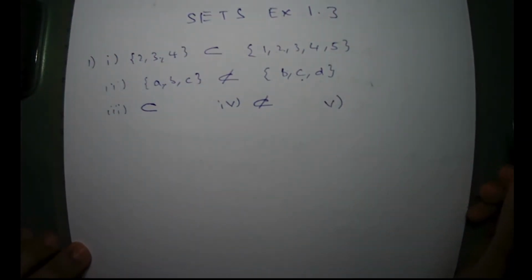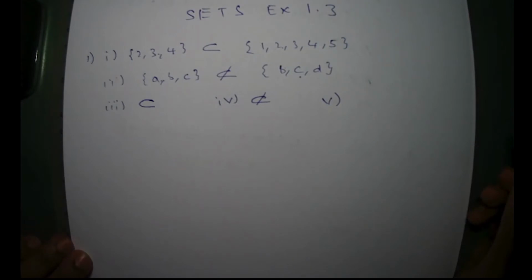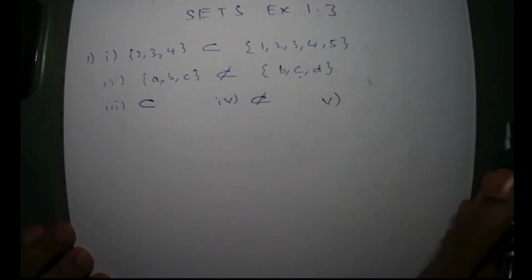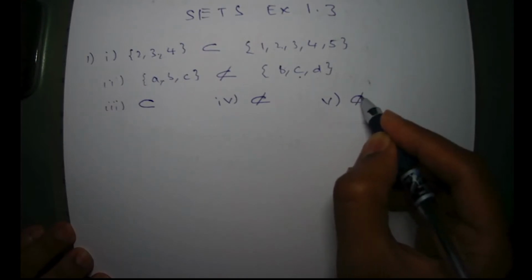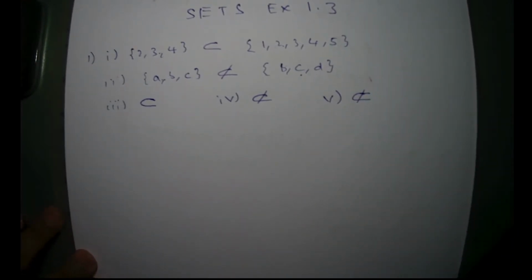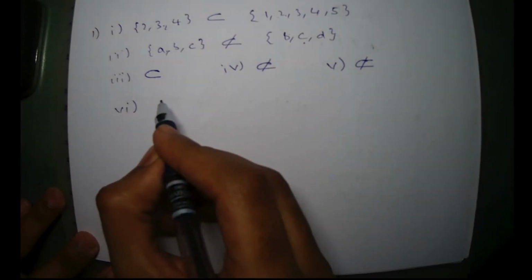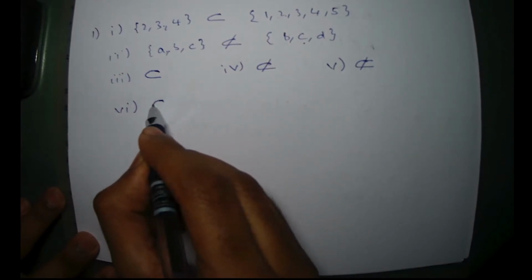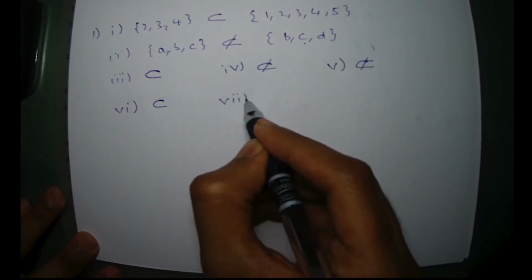The fifth question, X is a triangle in the plane and X is a rectangle in the plane. Again, this is not a subset because triangles are not the same as rectangles. So coming to the sixth question, the first set is X is an equilateral triangle in the plane and the second set is X is a triangle in the same plane. We know that all equilateral triangles are triangles. So from this we can say that the first set is a subset of the second set.